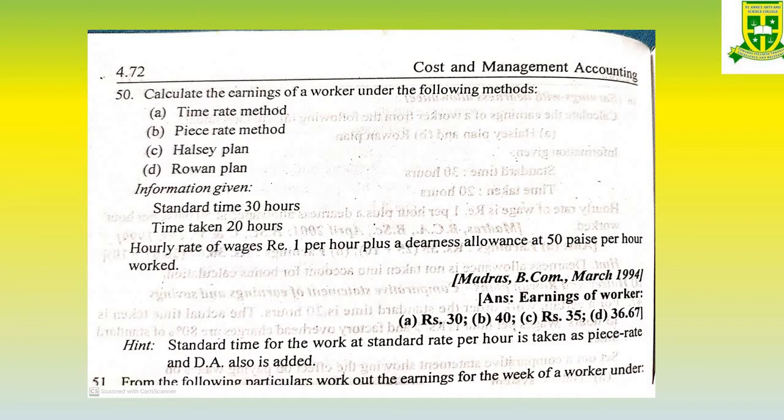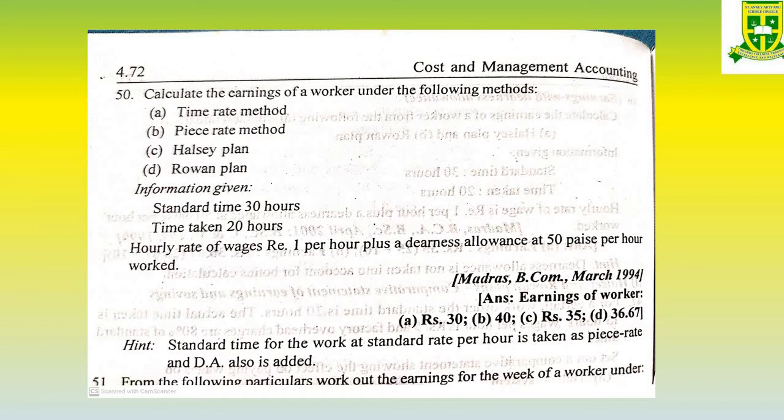So in the 10 mark question they will combine basically only the 4 things, which is time rate and piece rate, Halsey and Rowan, which will be your 10 mark question. For the last 3 years they are asking this question, so kindly be thorough with this question and the formula because it's a very important sum and an easy sum.